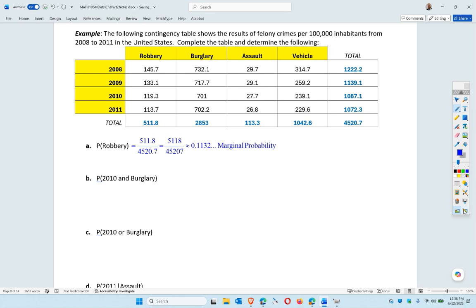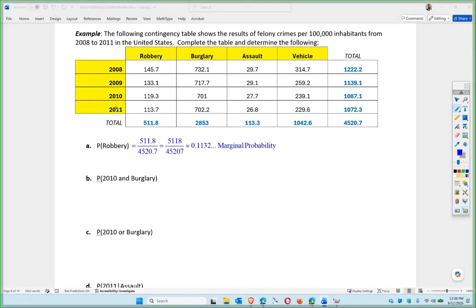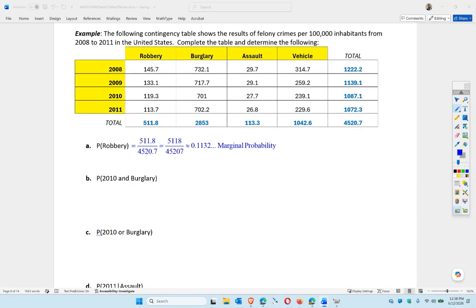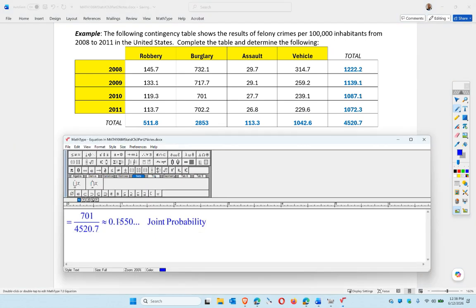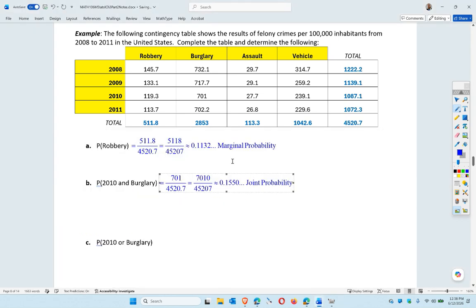All right, so here's the and probability, right? So 2010 and burglary, so it's a joint probability, correct? So 2010 and burglary will be 701 over this. And again, you run into the same problem, that it is not an exact probability, so you have to do some rounding, you know what I'm saying? But give the fraction, right? Or move it over a decimal, right? So if you move it over a decimal, it's going to be 7010 over the 45207, right? Oop, 7. Okay. All right.